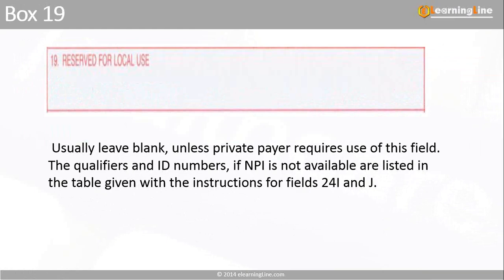Then reserved for local use, as it says, unless private pay requires use of this field. The qualifier and ID numbers, if NPI is not available, are listed in the table given with the instructions for field 24 I and J. So it ties back to field number 24 I and J related to NPI. Otherwise, it is going to be blank.